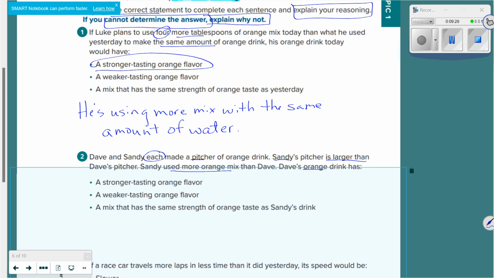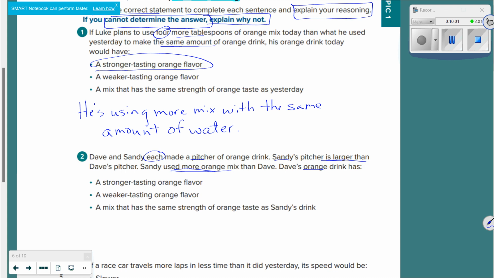Guys, here's the problem. Did they tell us how much bigger her pitcher is? No. Did they tell us how much more? No. So if her pitcher is 3 times as large, but she only used a half of a teaspoon more, is it going to actually be weaker or stronger? Weaker. But if hers is only a cup larger, but she uses 5 more scoops, it can be weaker or stronger. Does that make sense?